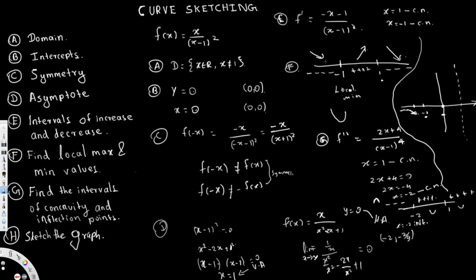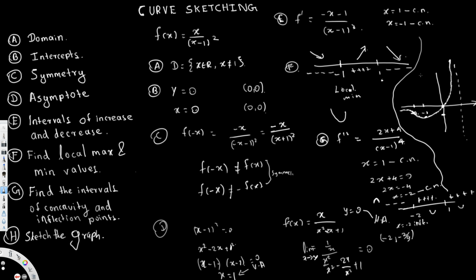Before negative 1 and after negative 1 it's changing from negative to positive, so it's like a parabola opening up. So it's going to be something like this. Then it's passing through the origin, and it doesn't meet the asymptote, it just approaches the asymptote. So the graph is going to be like this.